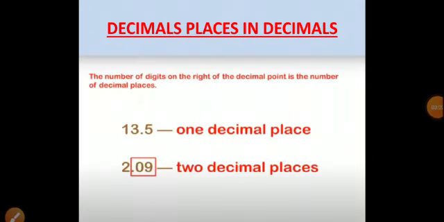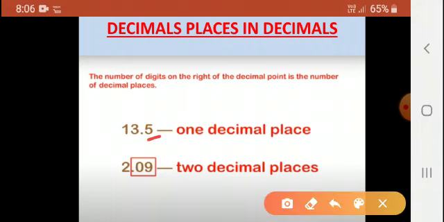Decimal places in decimals. Consider these two decimal numbers. 13.5 has one digit on the right of the decimal point, thus it has one decimal place. Whereas 2.09 has two digits on the right of the decimal point, thus it has two decimal places. So we can say that the number of digits on the right of the decimal point is the number of decimal places.